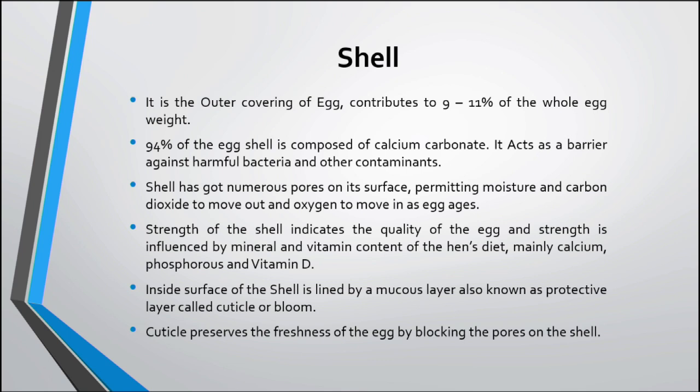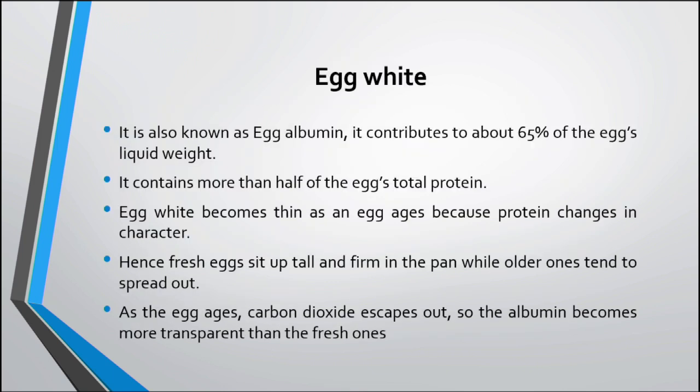Another part is the cuticle, in which the small holes are covered with a thin layer of gelatinous material, mucoprotein, also called cuticle or bloom. The next one is the egg white. It is also known as egg albumin. It contributes about 65% of the egg's liquid weight. It contains more than half of the egg's total protein.